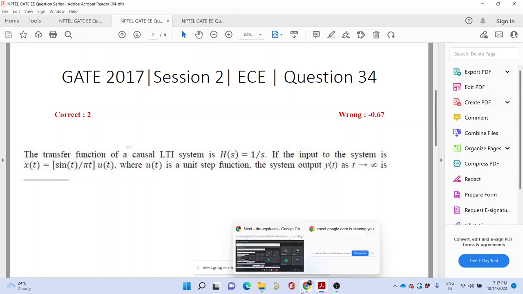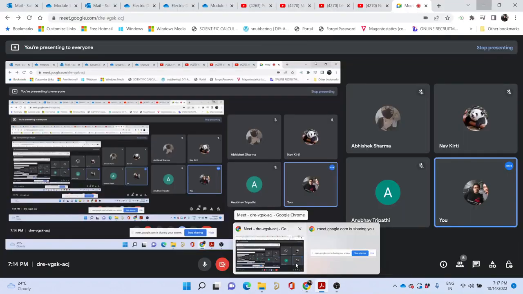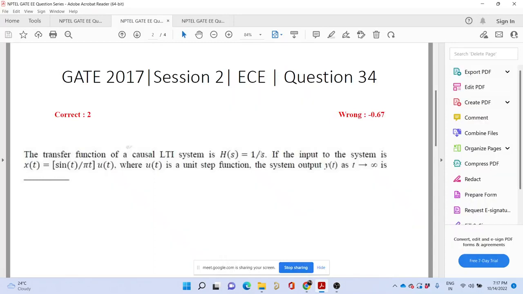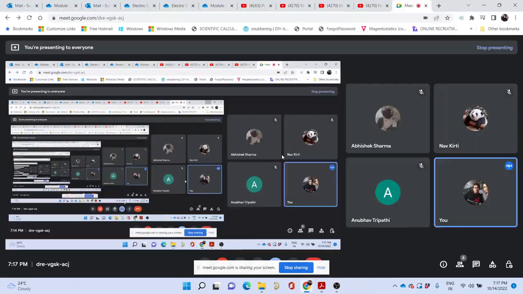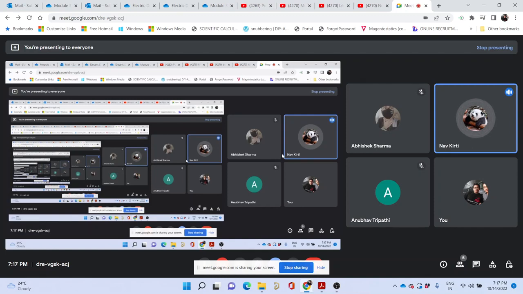Okay, it's already 7:17. So I've given enough time. Now, Kirti, just tell me what is your approach? How are you approaching the sum? So Y(s) divided by X(s) is equal to the transfer function. So the transfer function is given, 1 by s. So I'm taking the Laplace transform of x(t), then after getting that, I'll take the inverse Laplace.